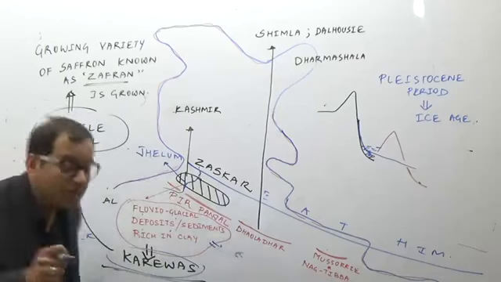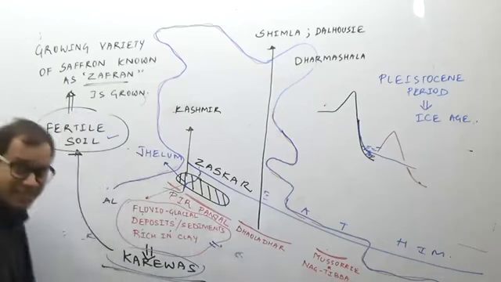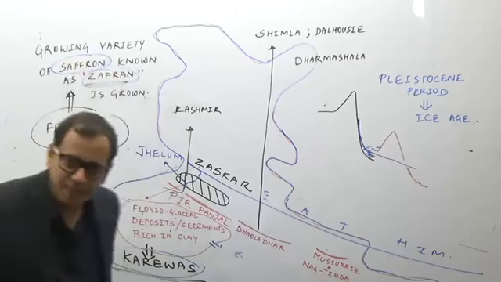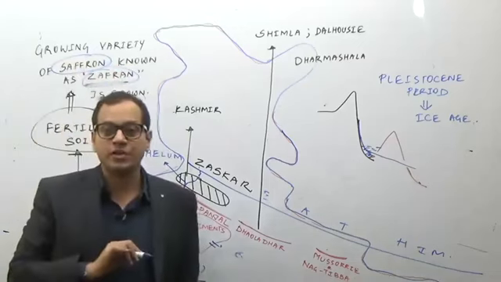What is good about Karewa? The soil is very fertile. What is taken from that soil? Saffron, which is known as saffron in Kashmir, is grown here. It is also important for horticulture development.